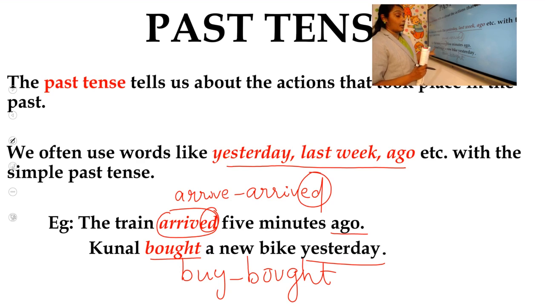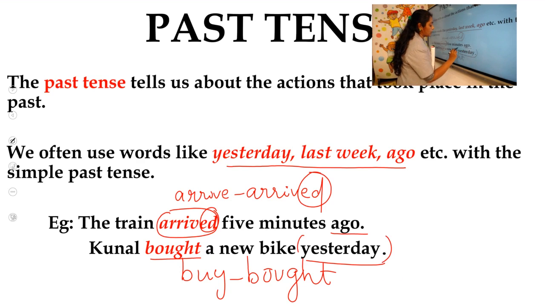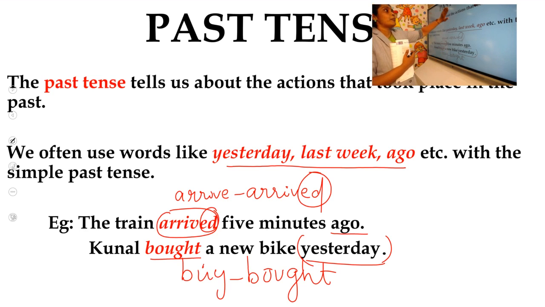All these words we often use along with the past tense. And second example, Kunal bought a new bike yesterday. Here yesterday also the word is here, and the sentence is in past tense, and we will write the verb also in past tense. Bought. So the past tense tells us about the actions that took place in the past, and we often use words like yesterday, last week, ago, etc. with the past tense.